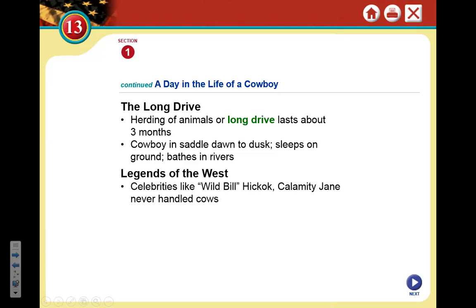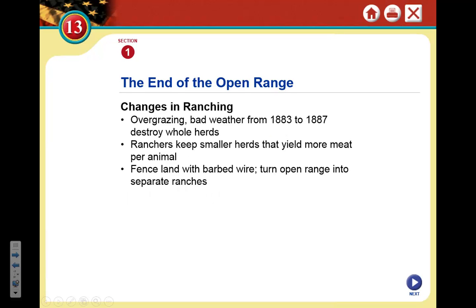The days of the open range and cattle drive did not last long. Bad weather in the 1880s wiped out many ranchers. Others started using barbed wire to fence in their ranches. Question 4. What 2 factors helped the cattle business to grow?